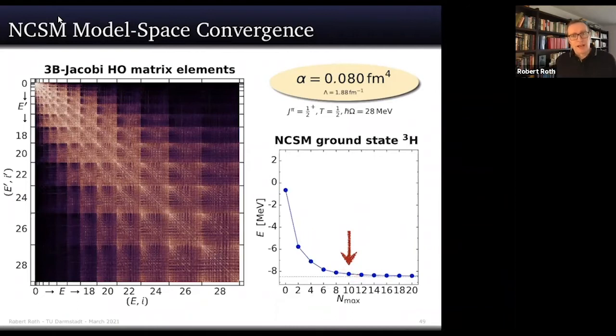Last time somebody asked a very clever question, namely, okay, can I go all the way throughout the nuclear chart with this no-core shell model?